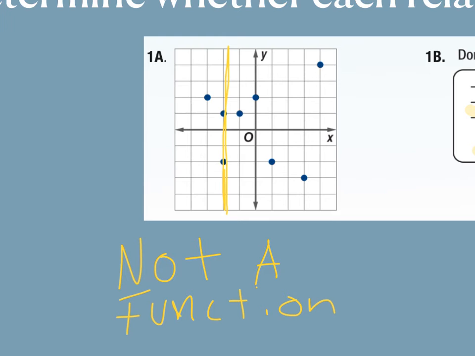So this is not a function. It fails the vertical line test because it touches 2 points at the same time. So in the vertical line test, we can only have 1 point touching at the same time. 1 point at a time.